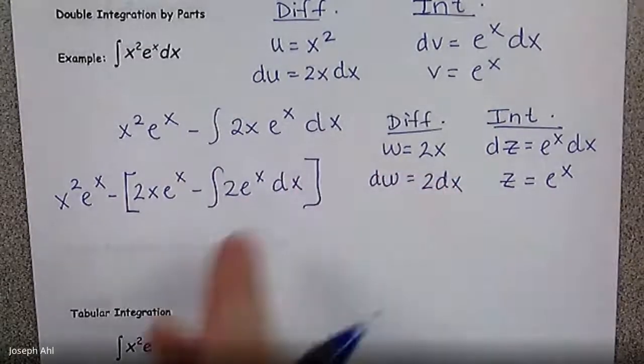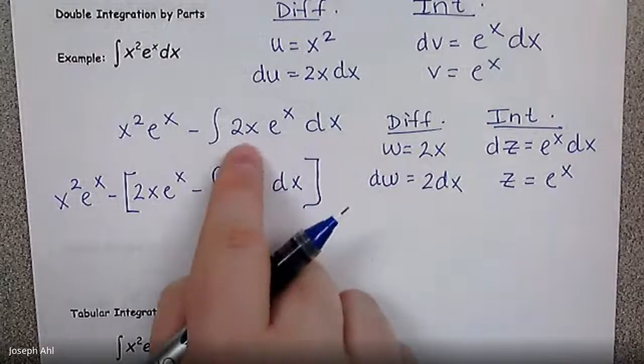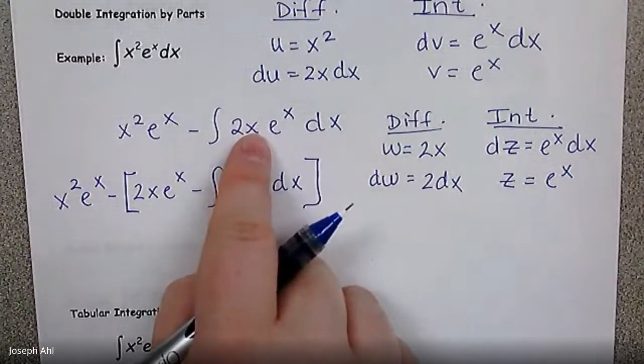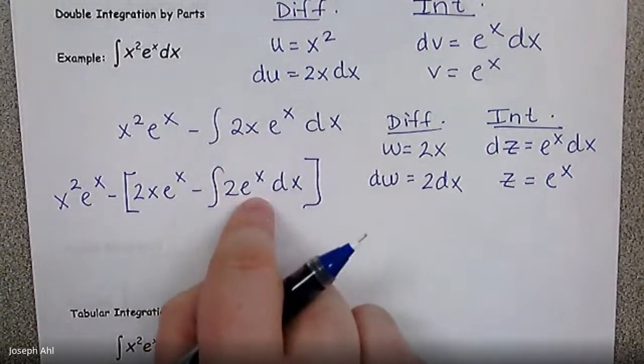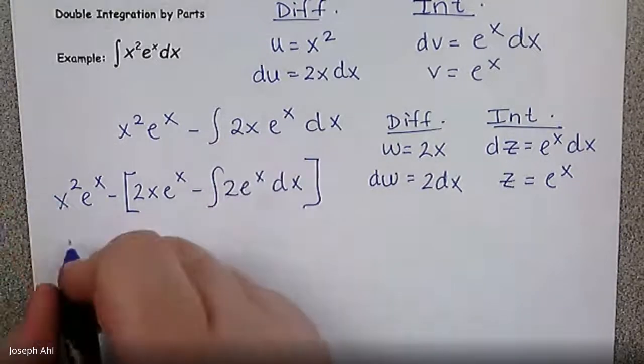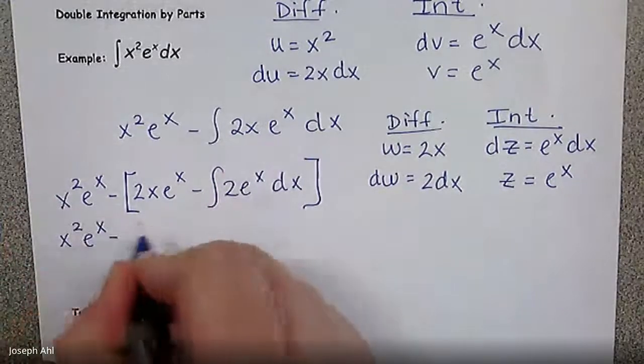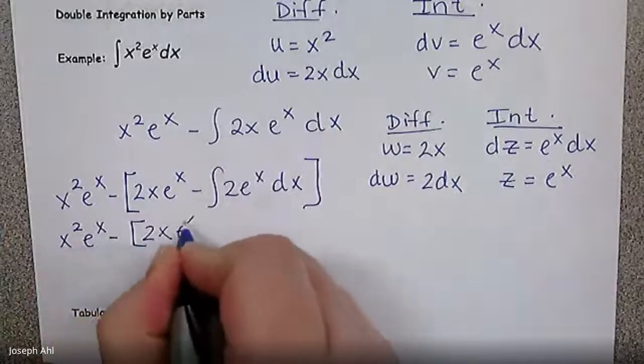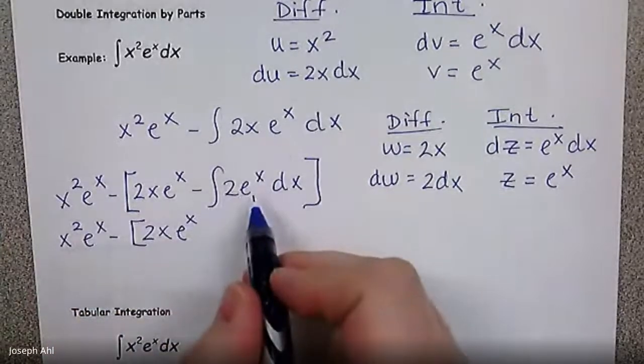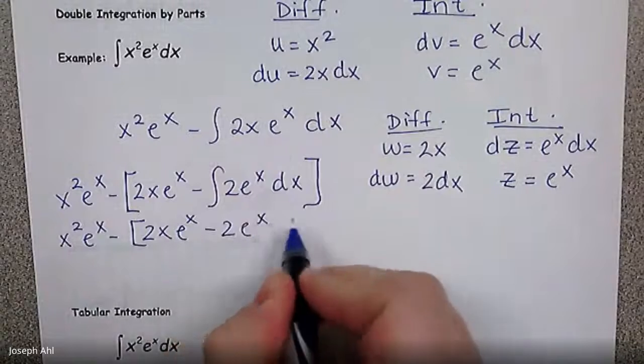Okay. So now that we've got this down to a constant and there's no more variable left next to this, we can now find the integral of 2 e to the x fairly easily. It would be x squared e to the x minus 2x e to the x. And then this would just actually be minus 2 e to the x.